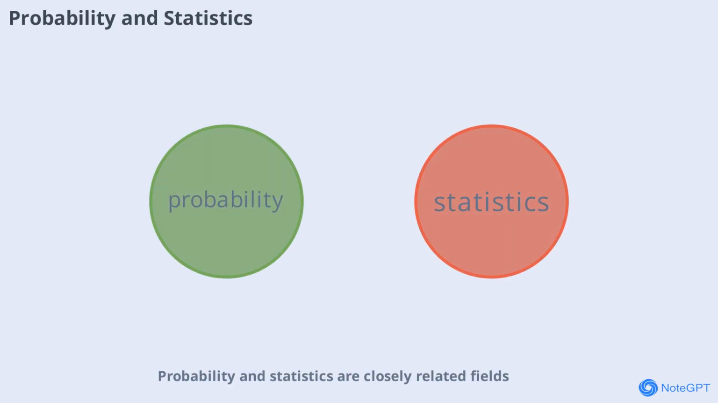Probability and statistics are closely related fields. Probability deals with predicting the likelihood of future events, while statistics involves analyzing data from past events. Together, they help us make sense of the world and make informed decisions based on data and chance.